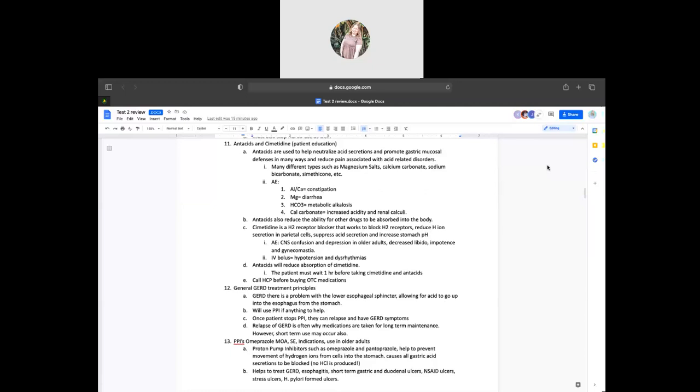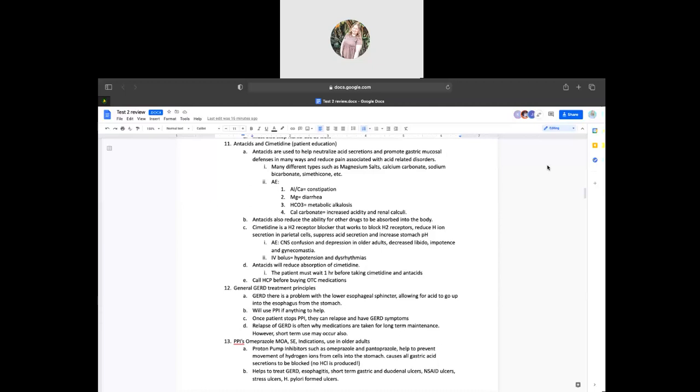So now we need to know what cimetidine does. Cimetidine is an H2 receptor blocker that works to block H2 receptors, reduce H ion secretion in parietal cells, suppress acid secretion, and increase stomach pH. Our adverse effects of cimetidine are central nervous system confusion and depression in older adults, decreased libido, impotence, and gynecomastia. We need to use caution with older adults because confusion and depression may occur and they're at a higher risk of developing those conditions.